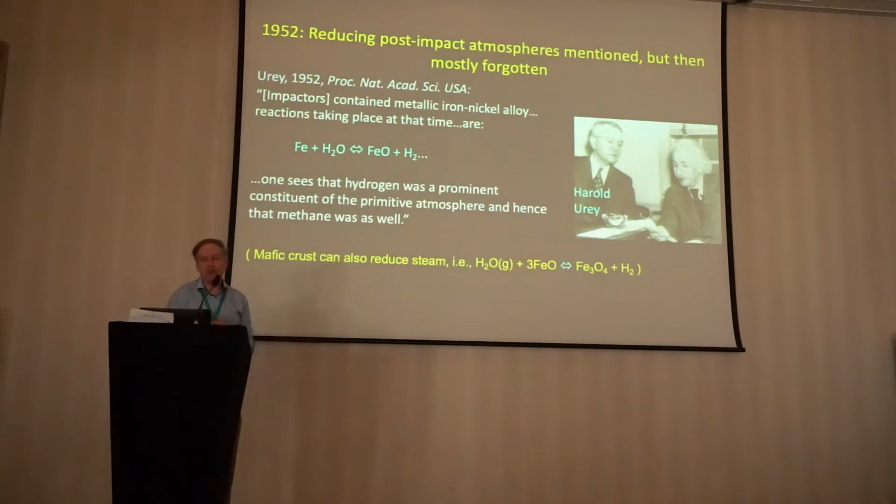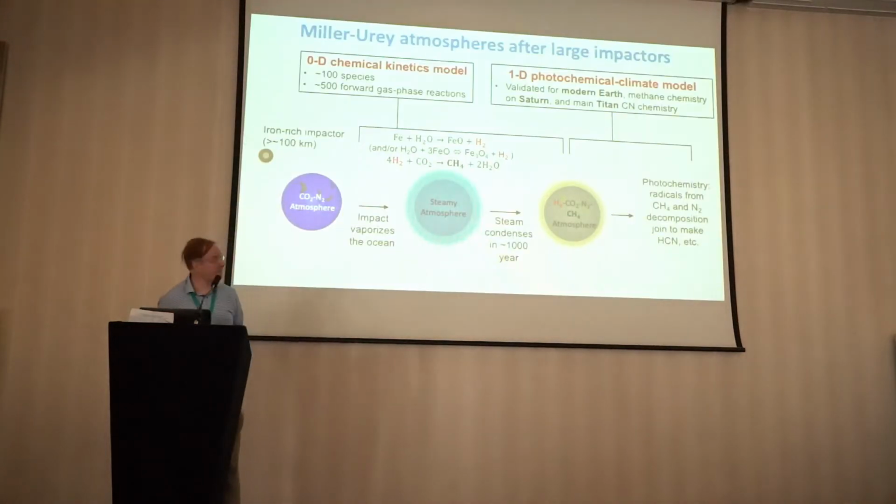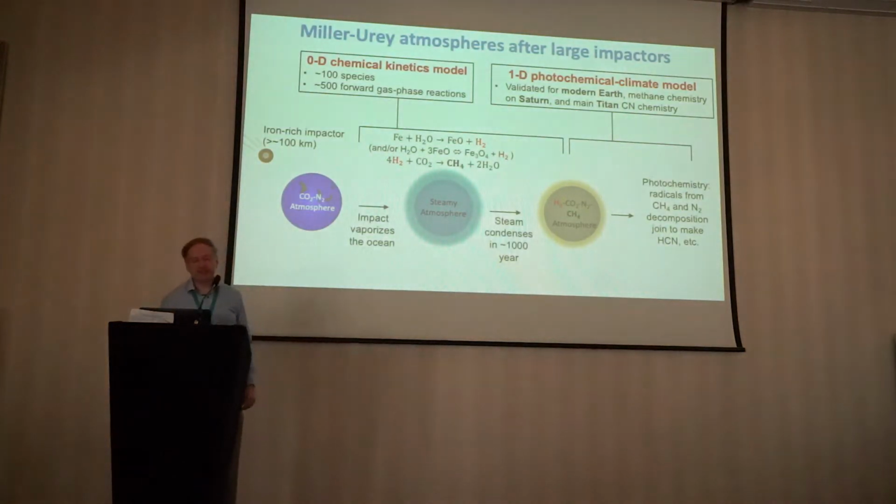And he said that he thought it was inevitable because we know this must have happened, these big impactors in the early Earth. Another thing which he didn't mention is that the steam that's produced can also react with the crust and also make hydrogen, so it's not actually necessarily dependent upon the amount of iron in the impactor. So we decided to run with that idea and model it.